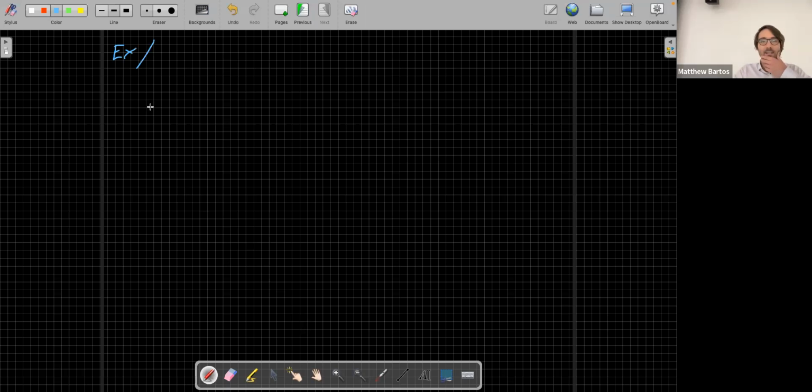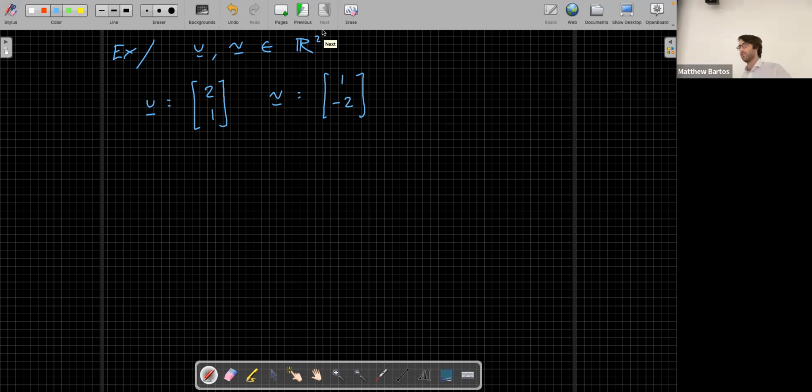Okay, let's take a look at two vectors. u is equal to 2, 1, and v is equal to 1, -2. And let's just say for completeness, u and v are in R2. Okay, so we're in the vector space of two-dimensional real valued vectors. So are these vectors orthogonal to one another? We can see that they are.